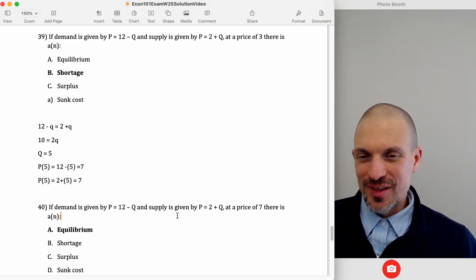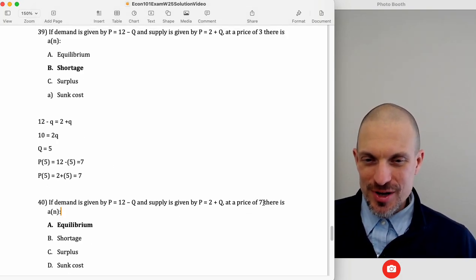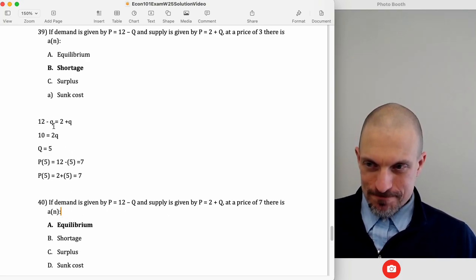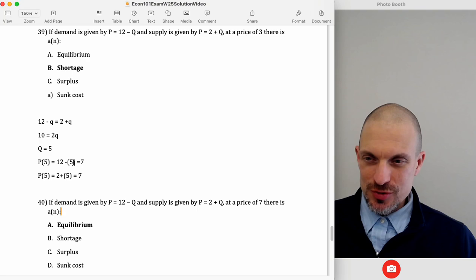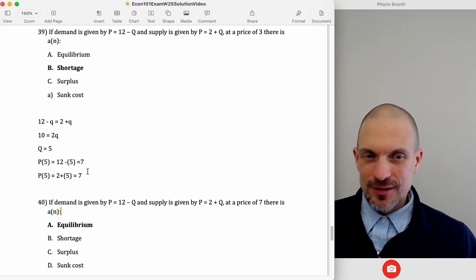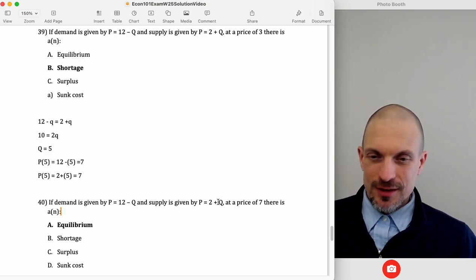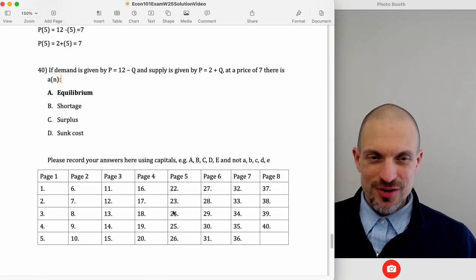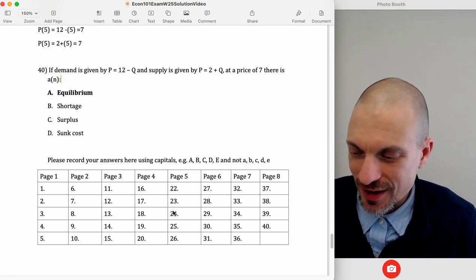But the correct answer there is we have an equilibrium at a price of 7 because my equilibrium quantity is 5, and my equilibrium quantity of 5 corresponds to a price of 7. And so we have equilibrium at a price of 7. Okay, so then record your answers, and we're all set.